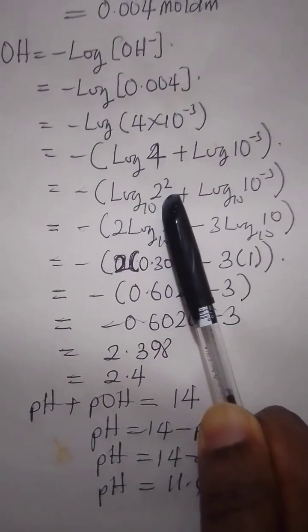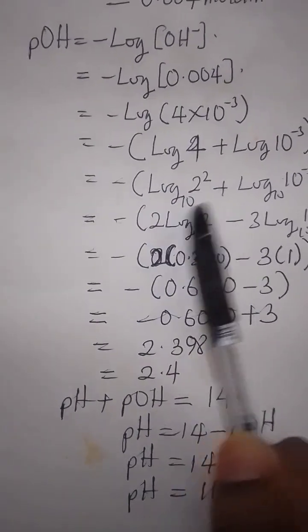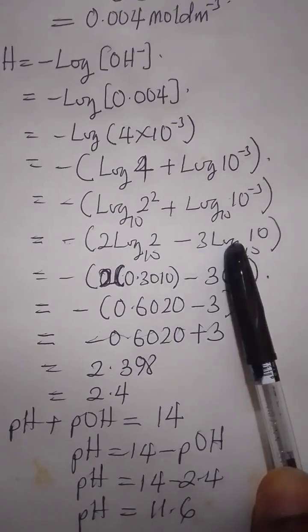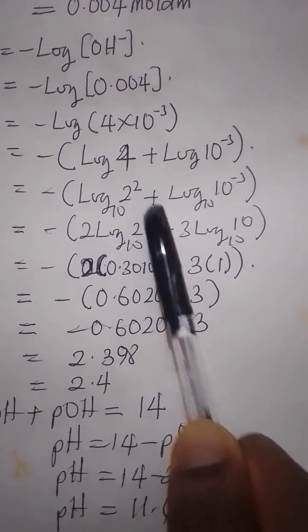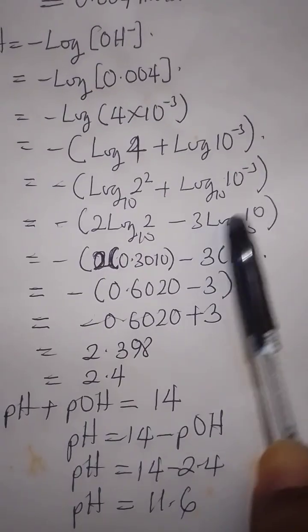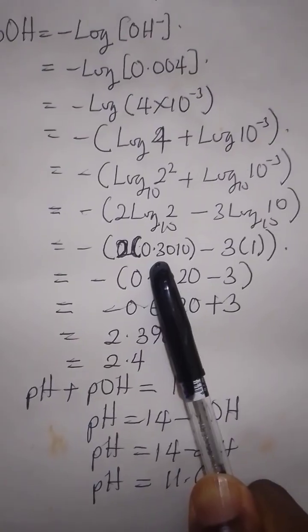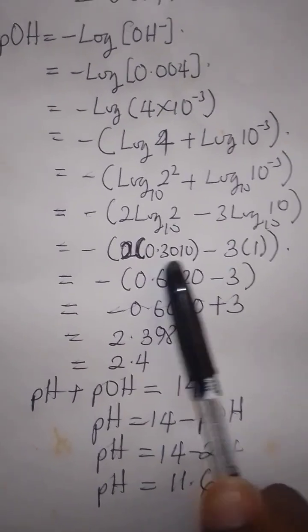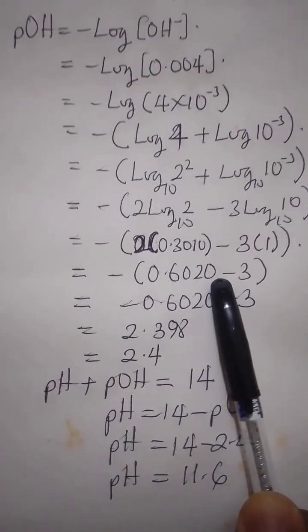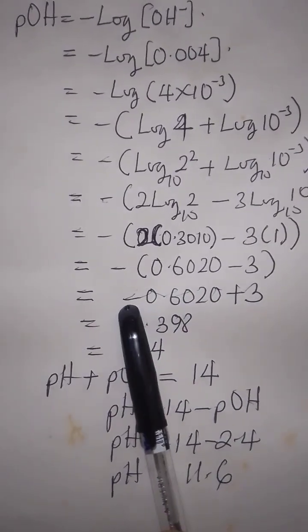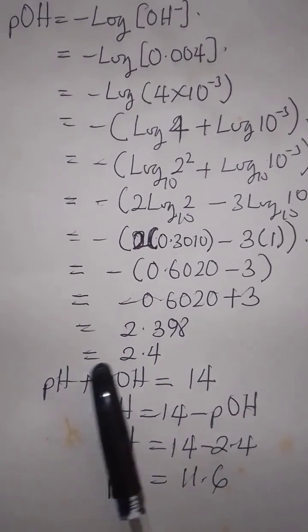And then we apply the other law of logarithm. The 2 comes to multiply. That's 2 log 2 base 10 minus 3 log 10 base 10. The minus 3 comes to multiply here, so the plus sign changes to minus 3 log 10 base 10. Of course, log 2 base 10, I told you to commit this value to memory, is 0.3010, while log 10 base 10 is 1. If you resolve this, you're going to get this, and then you clear the bracket with the minus, and eventually you get 2.398, approximately 2.4.